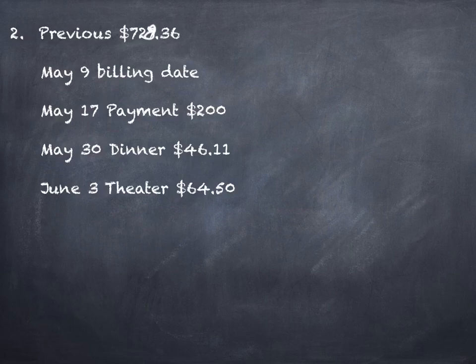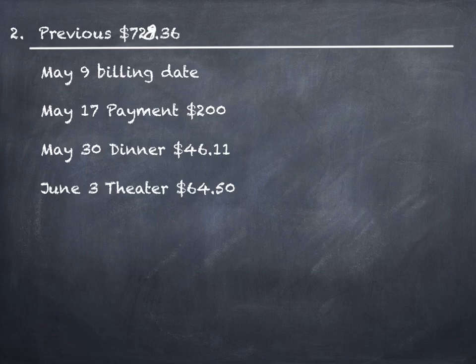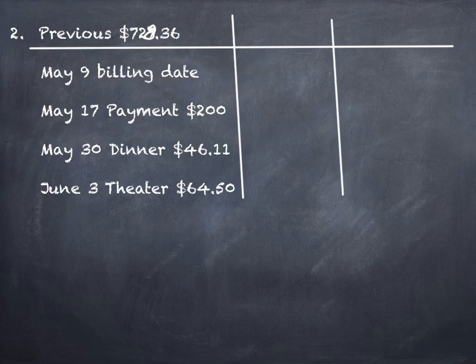We have a May 9th billing date, okay? We're going to be working on average daily balance and so forth, but we can't find any of those things until we fill out this chart. Okay, so you have more space to fill in your chart than I do, but we're all going to be okay. So I'm going to draw some lines in here, as should you. Leave yourself a fair amount of space, but you're going to need 3 columns. The first column is your running balance column.